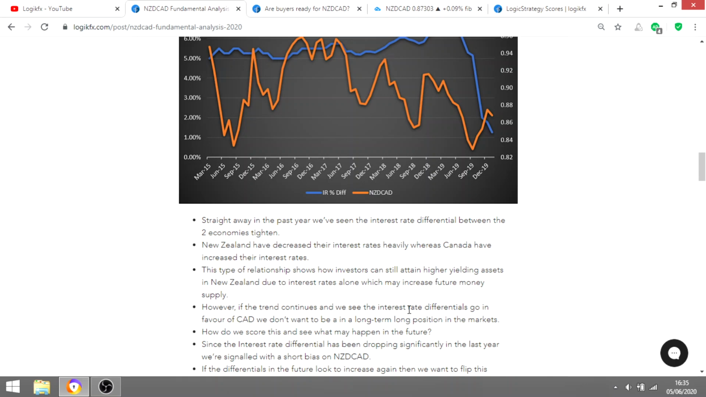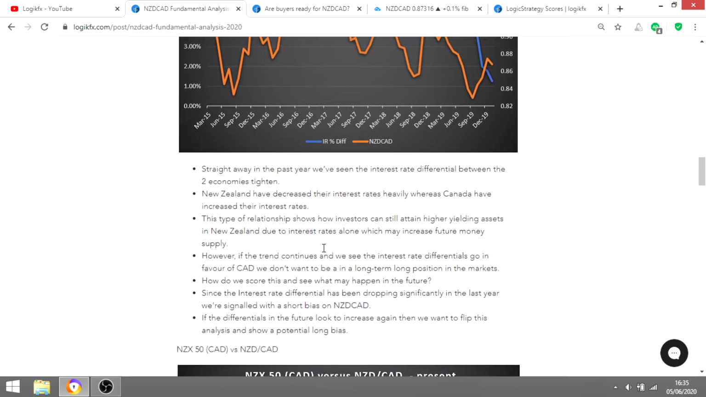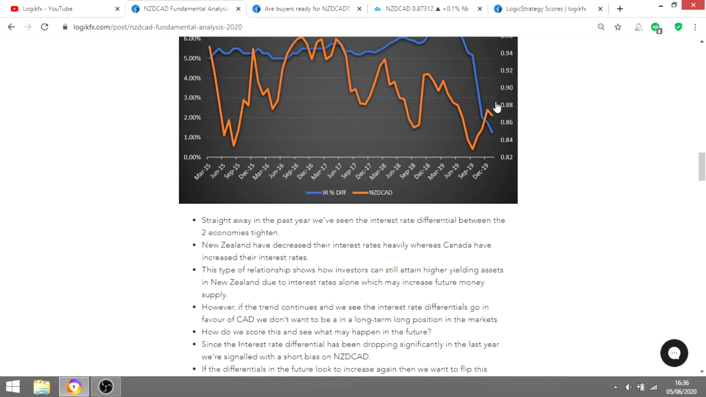And that's actually potentially what happened recently with the COVID-19 situation. Global economies around the world were tightening and were reducing their interest rates, obviously to impact their economy, so that people didn't have to pay as heavy mortgages, they can lend easier, all that good stuff. And so, just using the data since January, we came to the conclusion that since the interest rate differential has been dropping significantly in the last year, we're signalled with a short bias again on this currency pair.